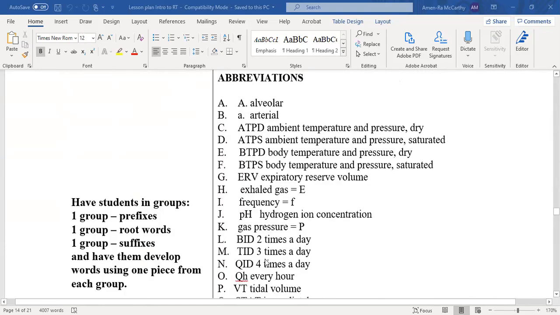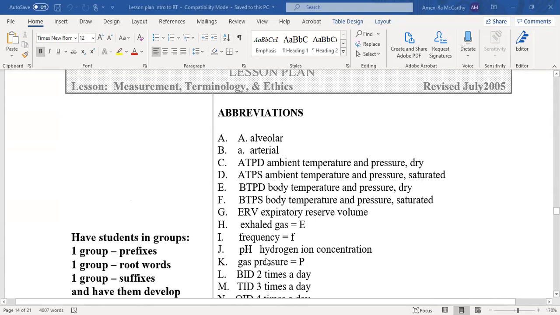Oh, well, write this down in your notes. A big P stands for pressure. P stands for pressure. All right. And then, of course, what is O2? Somebody tell me what O2 is? Oxygen.